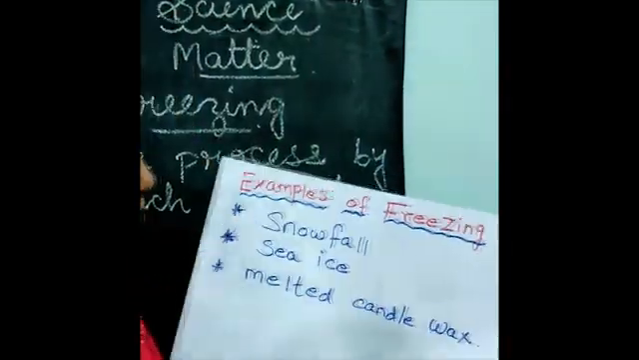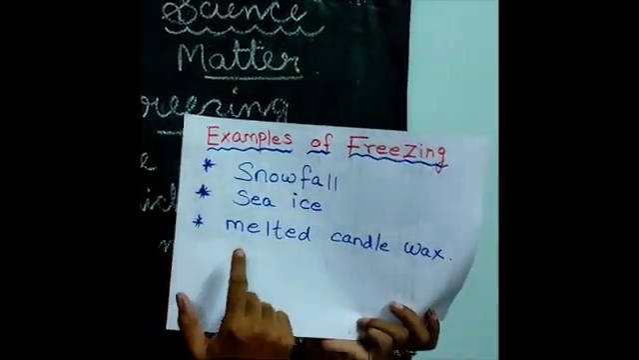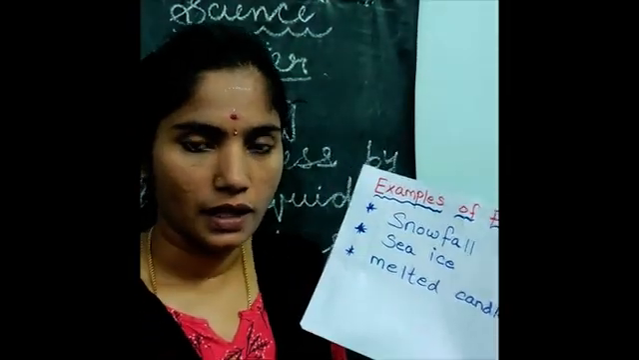So we'll see the examples. Snowfall, sea ice, melted candle wax. All these are examples of freezing. Okay.